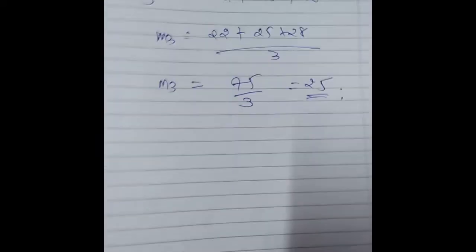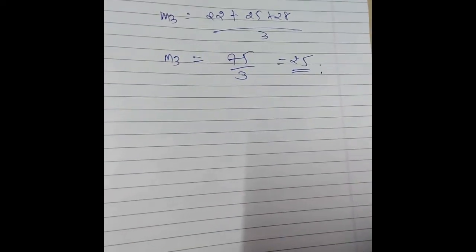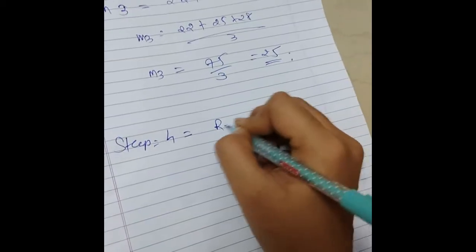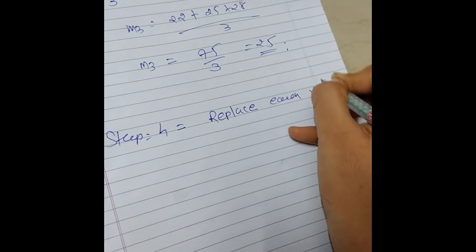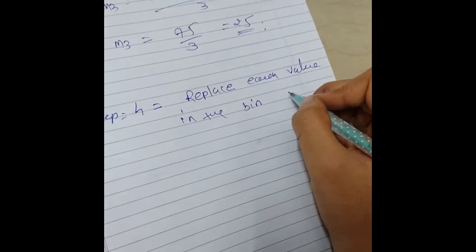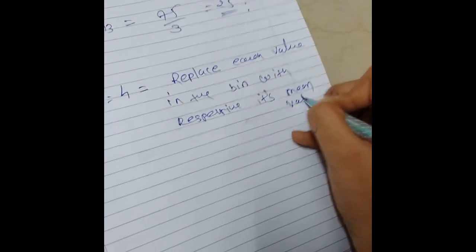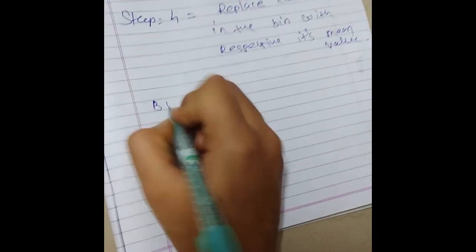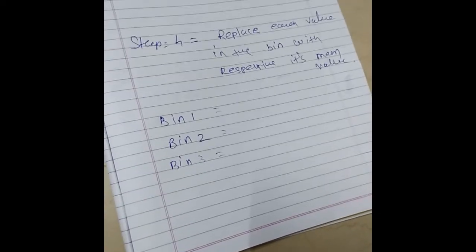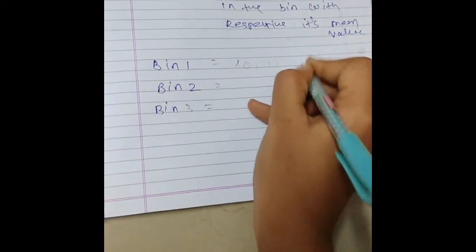So now we have the values of mean 1, mean 2 and mean 3. Yes, we have the mean value of each bin. So the last step, step 4, is to replace each value in the bin with its respective mean value. So at last we'll create 3 bins again, bin 1, bin 2, bin 3. Now we'll replace each value of the bin with its mean value. We have m1 as 10, so we'll write 10 10 10.